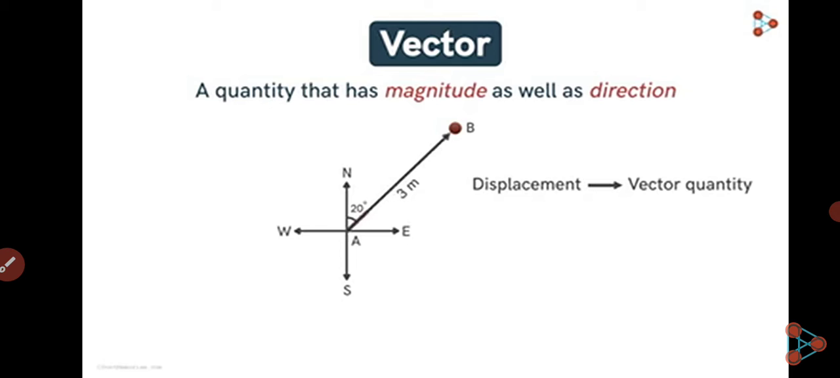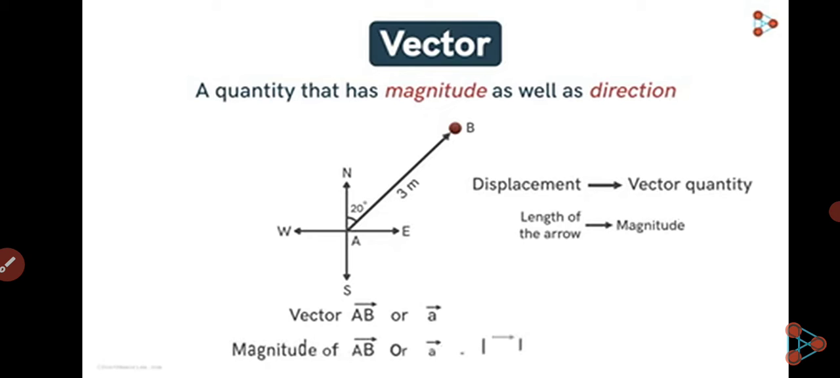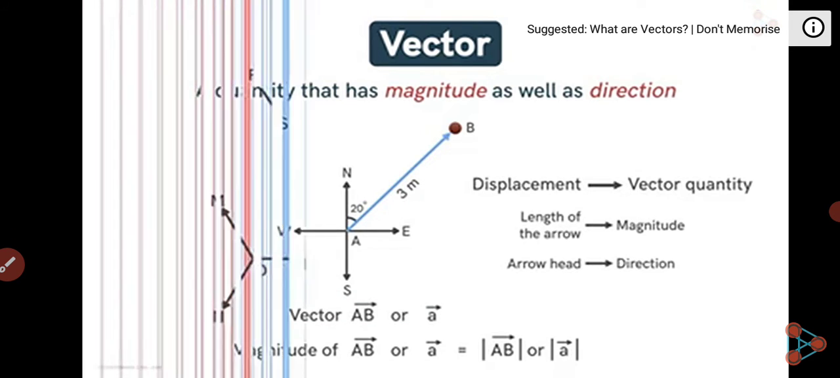So dear students, the vector is represented by an arrow because the arrow is representing the direction of a vector, and 3 meter is the magnitude of the vector. It is represented as vector AB with an arrow on top, or simply we can represent it by a letter like this. The length of the arrow will give you the magnitude, and the magnitude of AB or A will be mod AB. Okay, and the arrowhead always represents direction. Dear students, this is the representation of a vector.